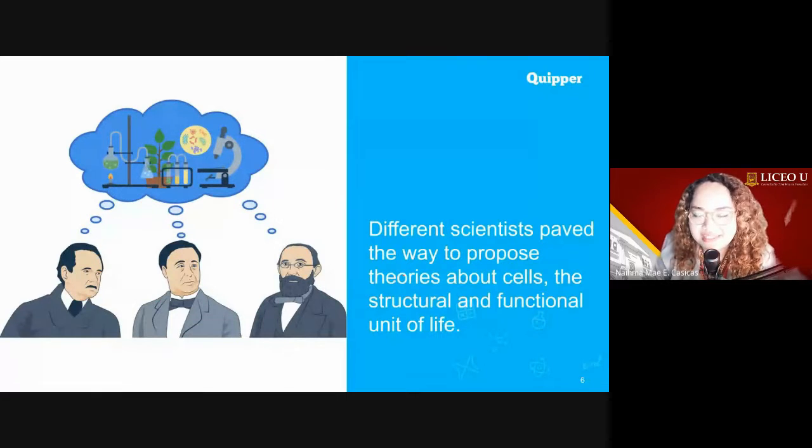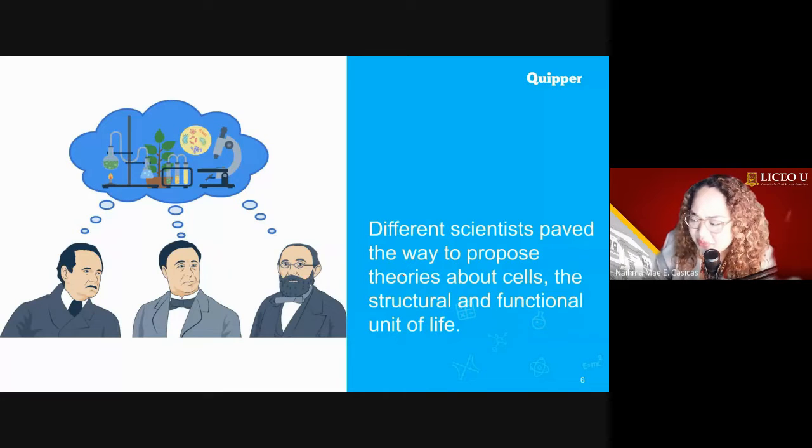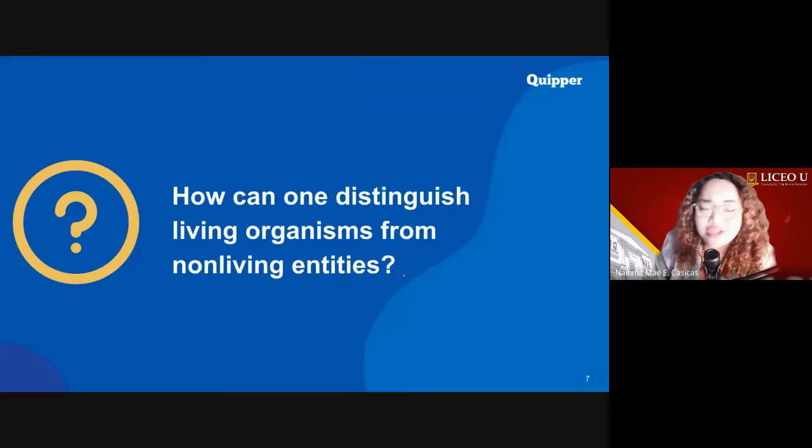So that is the significance of cells, no? Cells are very important because the cell is basically the distinguishing factor between living and non-living things. So my next question is, how can one distinguish living organisms from non-living entities? Or how would you know that you are alive?